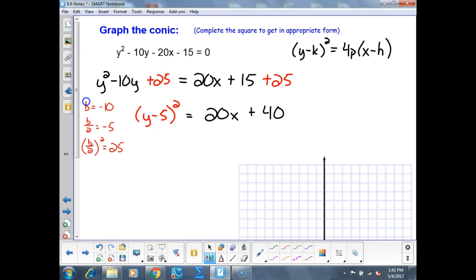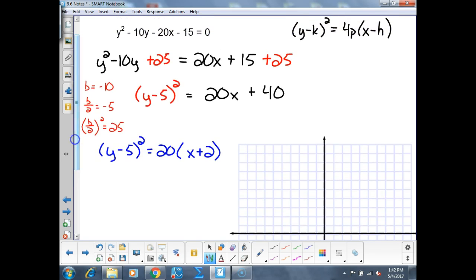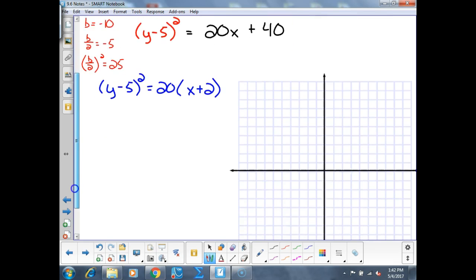No. What do I got to do? Factor out on the right side. What am I going to factor out? 20. Okay? So then this becomes y minus 5 quantity squared equals 20 times the quantity x plus 2. Does it look like my form now? Yeah. Okay. So now we can go through and we can graph this bad boy.